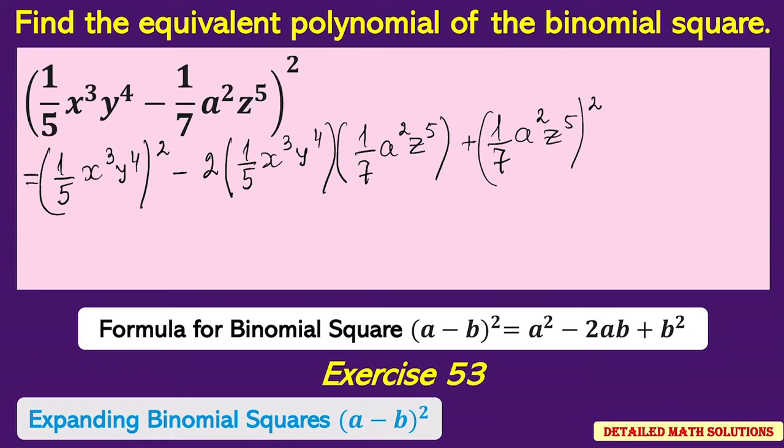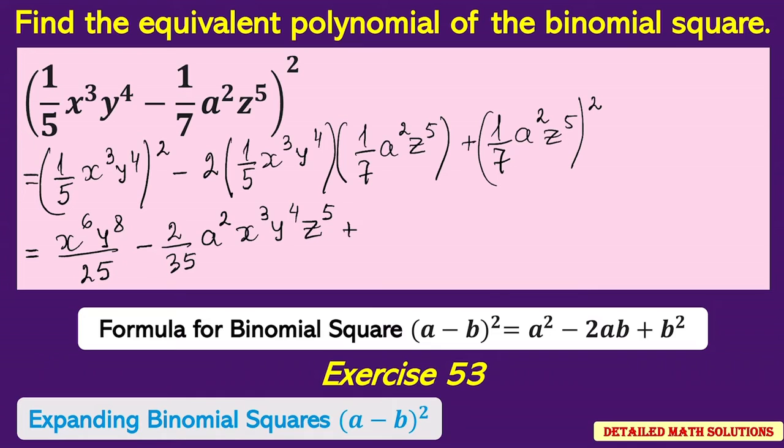And when I apply the rules of exponents to simplify further, I get x to the sixth power y to the eighth power over 25, minus 2 times 1/5 multiplied by 1/7, which is 2 over 35, multiplied by a squared x cubed y to the fourth power z to the fifth power, plus a to the fourth power z to the 10th over 49.